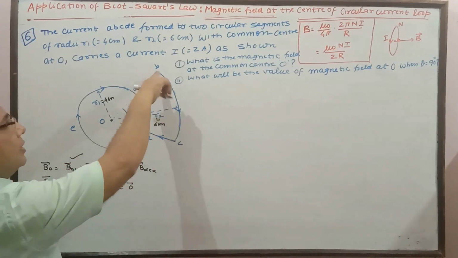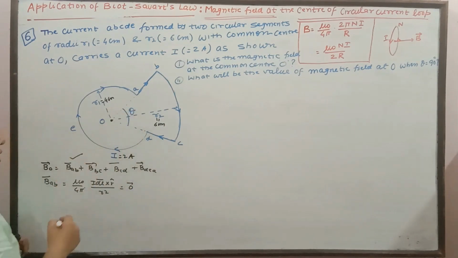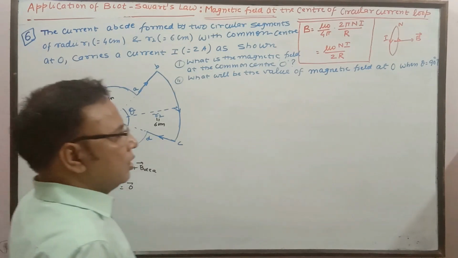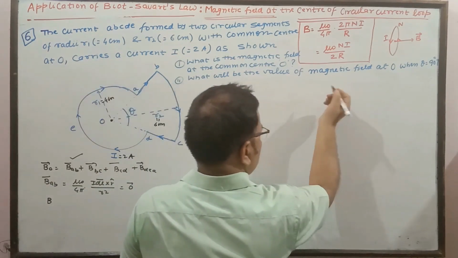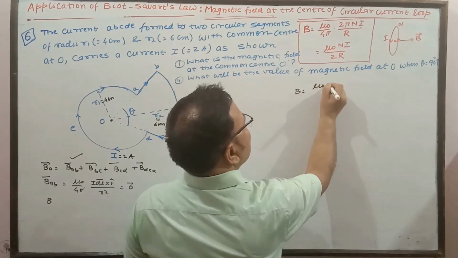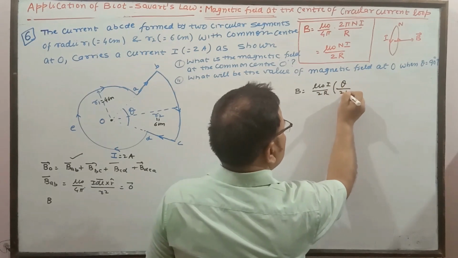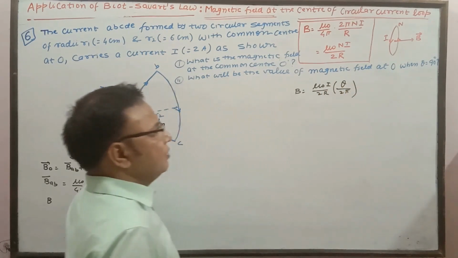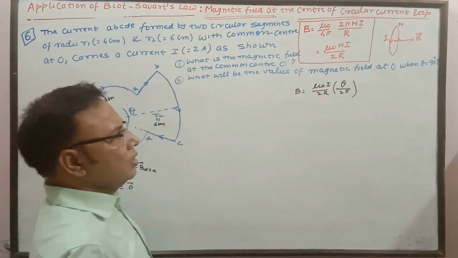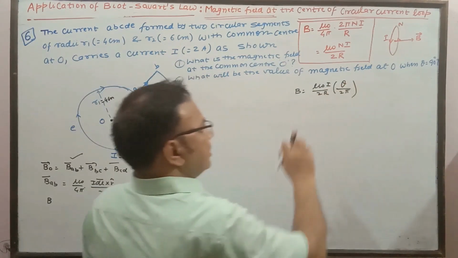Second, BC. This has a sector that is inclined at angle theta. So the magnetic field for a section of the loop is given by B equal to mu naught I divided by 2R into theta by 2 pi. For a complete circle, it is mu naught I by 2R for one turn. For angle theta, it is this much.